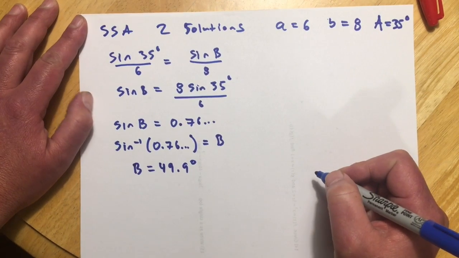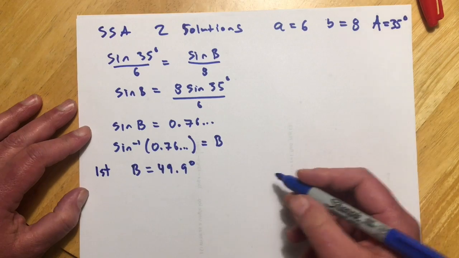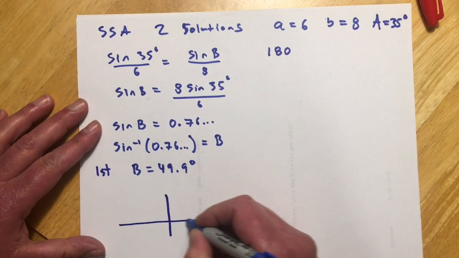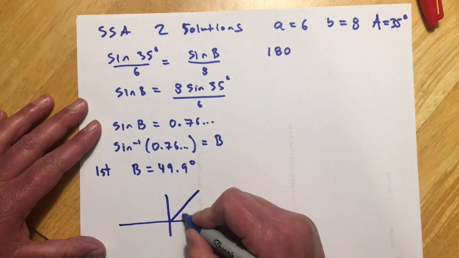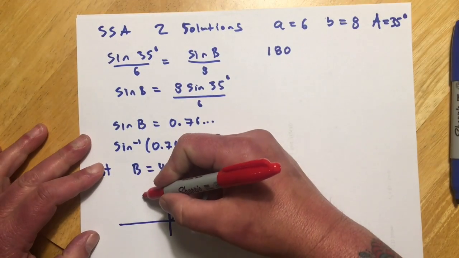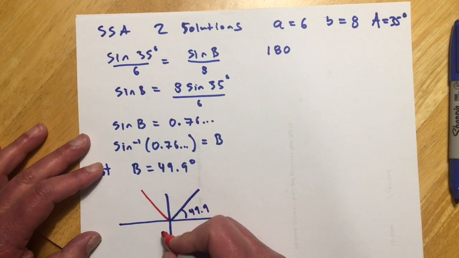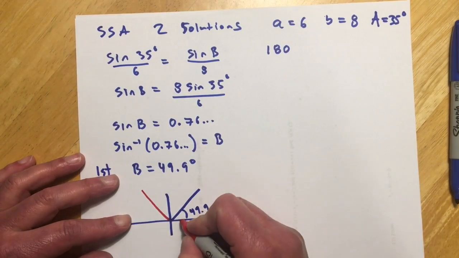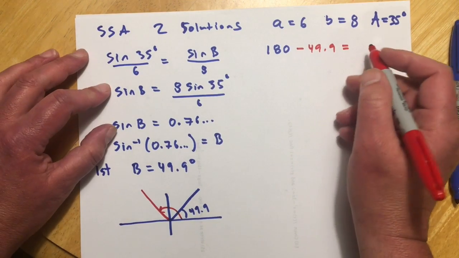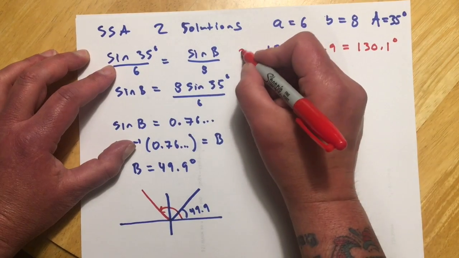Once we know that, that's my first angle. Let me draw that little picture so that makes more sense. So 49.9, that's about there, basically 50 degrees. And the other place we would have that is right here, because it has the same y value and the same r. The x doesn't matter because there's no x values in sine. So we're going to go 180 minus that reference angle, and that's going to give us that right there. So 180 minus the 49.9 equals 130.1 degrees. This would be my possible second angle.